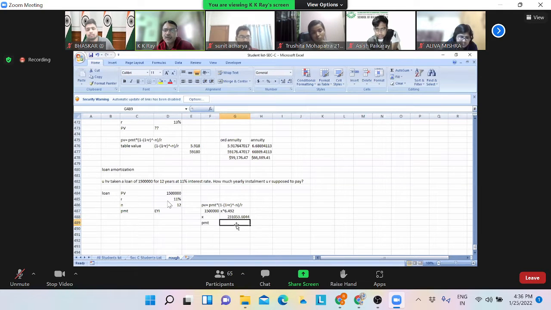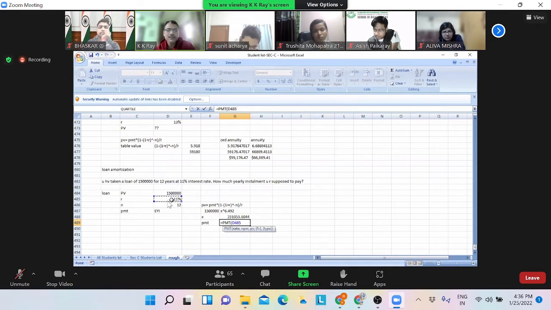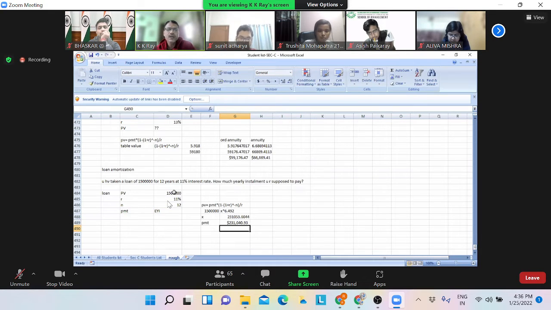This is the way, if you are doing it manually. If you are doing it Excel-wise, there is a PMT formula. So the rate is 11%, the period is 12 years, the present value is 15 lakhs, future value is not there, and it is expected at the end of the year. So 2,31,040. Why 40? Because this table value is not the exact one.